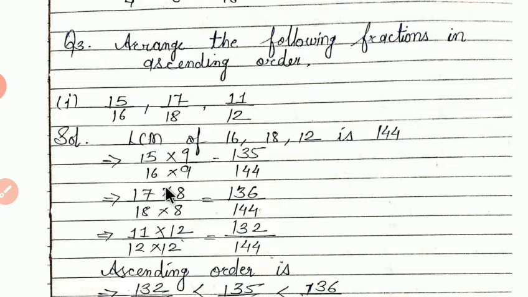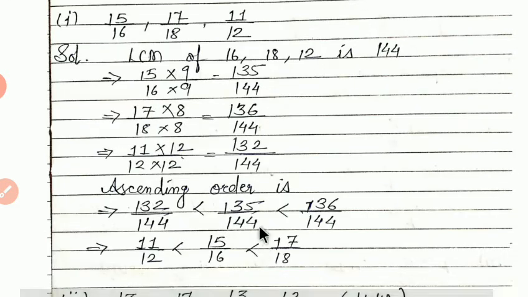Second one, 17 by 18. Again, for bringing the denominator to 144, you have to divide 144 by 18. You will get the answer as 8. So multiply both numerator and denominator by 8. So 17 into 8, 136 and 18 into 8, 144. The last fraction is 11 by 12. First divide 144 by 12. If you divide 144 by 12, you will get the answer as 12. Same, we have to multiply by 12 in the numerator also. So if we multiply it, we get 132 by 144.